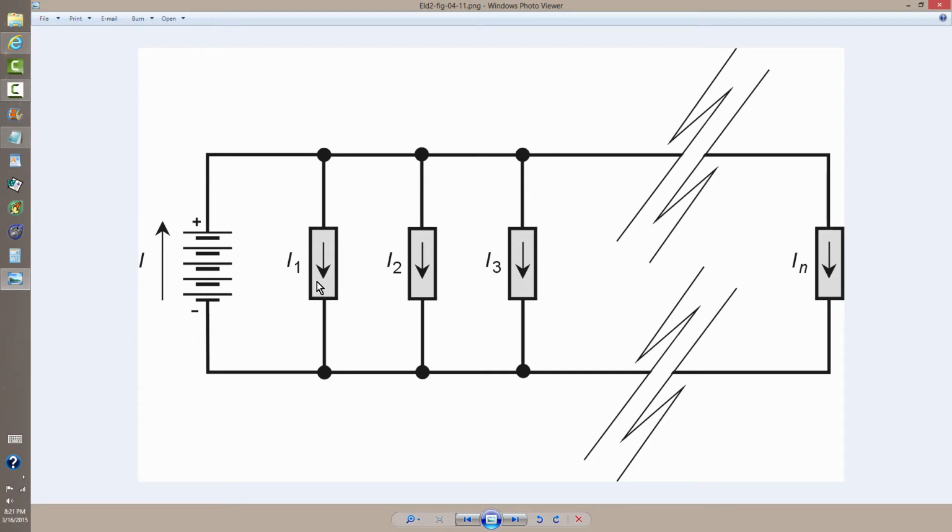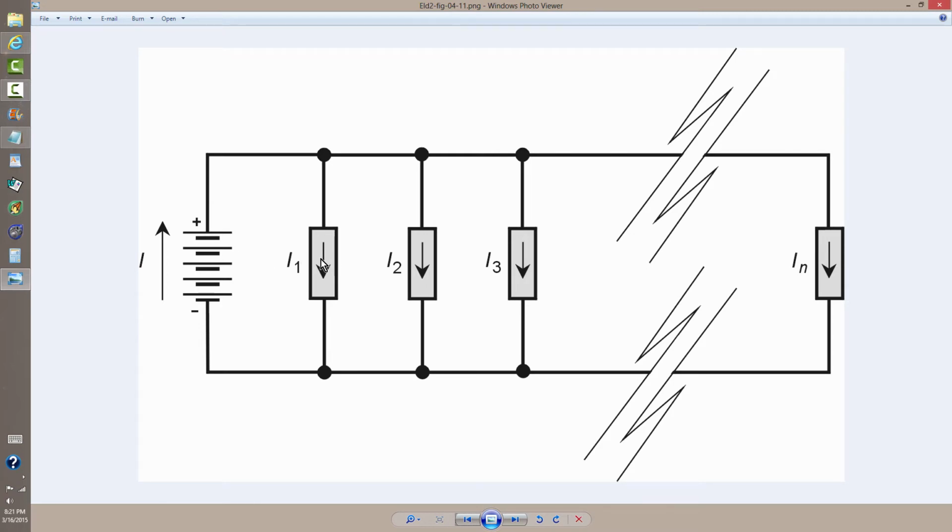Each one has a certain DC resistance determined according to Ohm's law. R equals E divided by I, so the voltage divided by the current, that's the resistance of the component. So if the current is 5 amps and the voltage is 10 volts, then R equals E over I equals 10 over 5 equals 2 ohms.